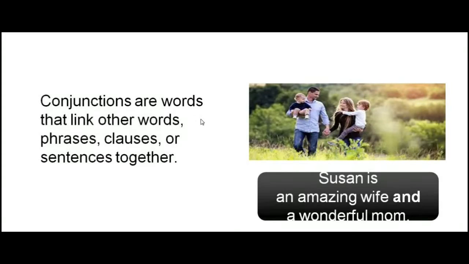Conjunctions are words that link other words, phrases, clauses, or sentences together. Have a look at the example over here. Susan is an amazing wife and a wonderful mom. Note that the conjunction "and" in the sentence is used to link amazing wife and wonderful mom.